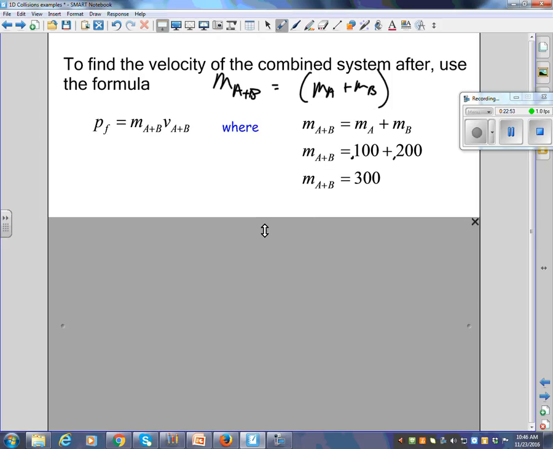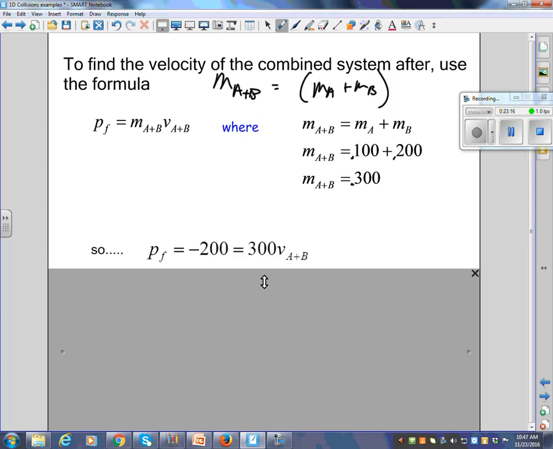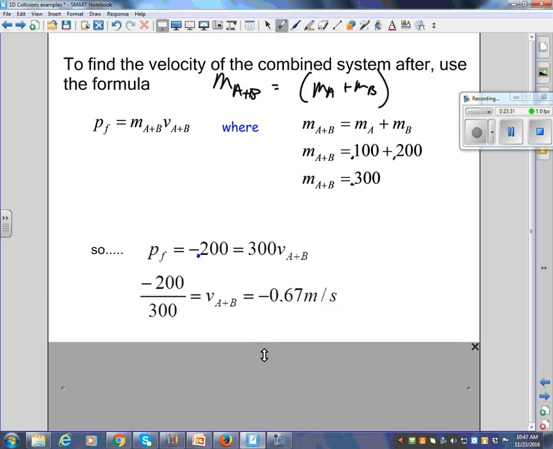And of course that is 300 grams or 0.3. By the way, this is why I yell at you in grade 11 for showing your work, because I know what's coming here. Okay, so why is the final momentum minus 0.2? Because the initial was that, and that is equal to 300 times the velocity of A plus B. And so the velocity of A plus B is minus 0.67.